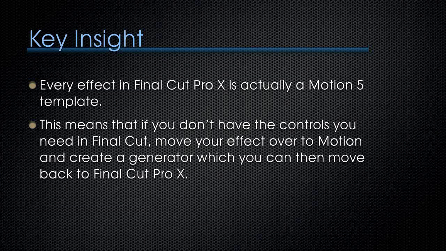So move your effect over to Motion and create a generator, which you can then move back to Final Cut Pro 10. This ability to harness both the editing capability of Final Cut 10 with the effects capability of Motion makes creating effects a whole lot more powerful. So just because you don't see a thing that you can adjust in Final Cut doesn't mean that we can't adjust it in Motion. And this same Boris Continuum Complete works the same in both applications.